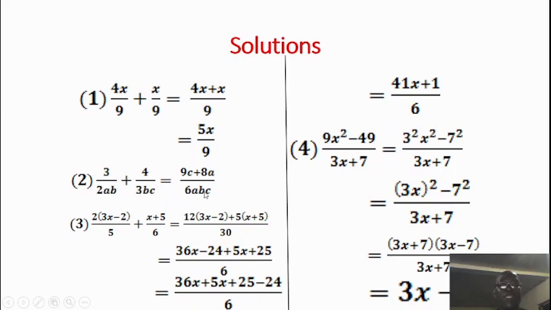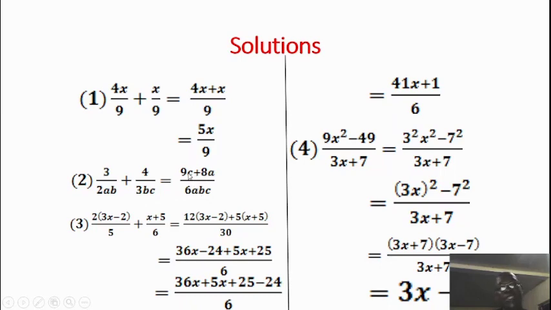2ab dividing 6abc: 2 will divide 6 to get 3, multiplying 3 is 9. But ab dividing abc, we cancel a and b, leaving c behind, which will multiply 9 again to get 9c. Again, 3 dividing 6 is 2, multiplying 4 is 8. And bc dividing abc, we cancel b and c, leaving behind a, giving us 8a here.